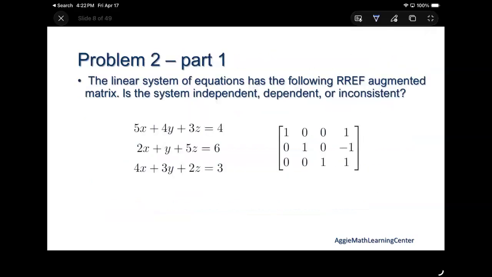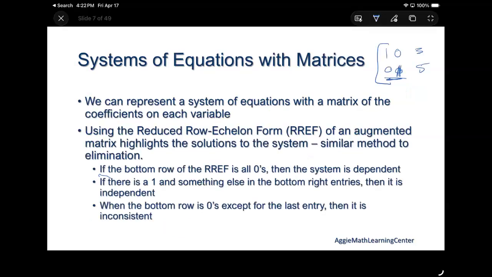All right, so we have a matrix right here, and it has the following reduced row echelon form. We have to answer: is this system independent, dependent, or inconsistent? I see a 1, 1, 1 right here, so I would say this is an independent system. That's as simple as it gets, but it's just knowing our three different cases.